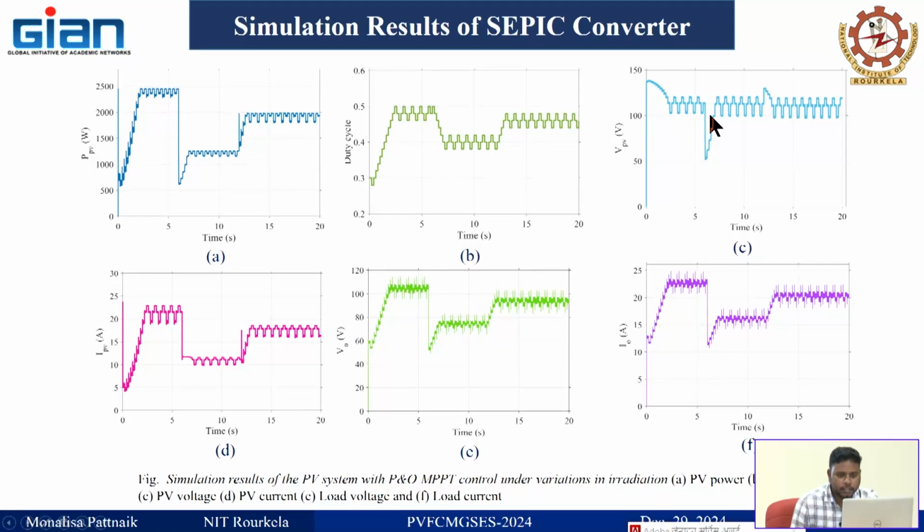That's why it is not changing that much, but the voltage is sensitive to temperature. When you change the temperature, this voltage variation will be there. So these are the results at different radiations, showing whether my MPPT is tracking or not.